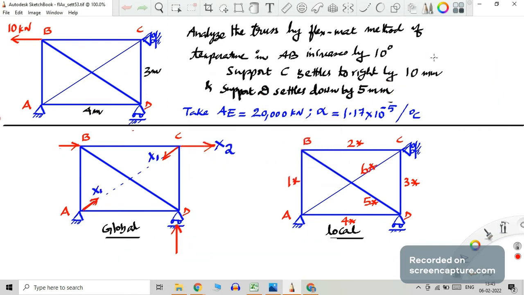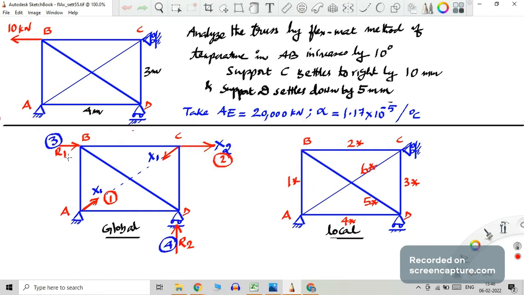Finally, this is the set of coordinates. You can see x1 and x2. X1 should be marked in a double manner because you are removing a member, so x1 should be marked like this. Anyway, the name is only one coordinate; I have selected one as the coordinate number. The next, two, is the support. So two there. Then R1 for the 10 kilonewton, R2 for the 5 mm downward settlement.